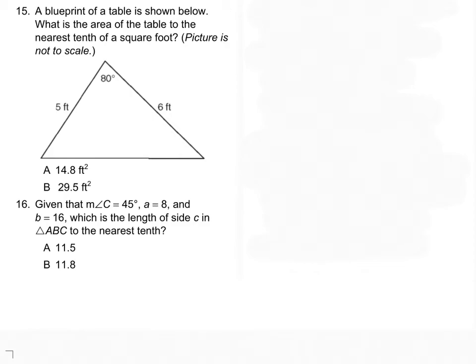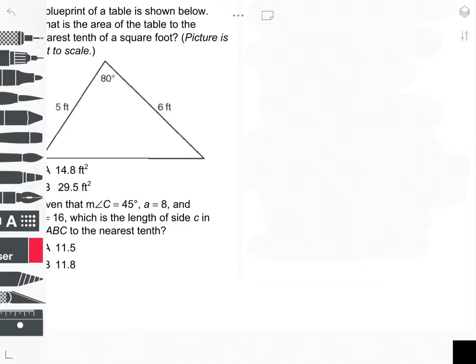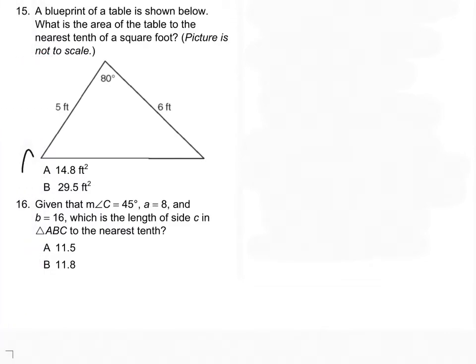Question number 15. A blueprint of a table is shown below. What is the area of the table to the nearest tenth of a square foot? So remember, when we calculate the area, first thing I would like to put down the symbol for the triangle ABC. So do we have the side angle side? In order for you to calculate the area, you need the side angle side. So here we have B, A, and angle C. Side, angle, side. The angle would have to be the included angle.